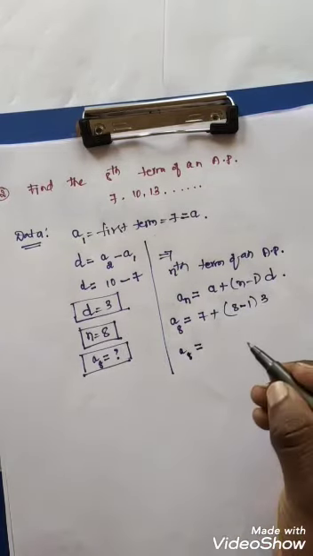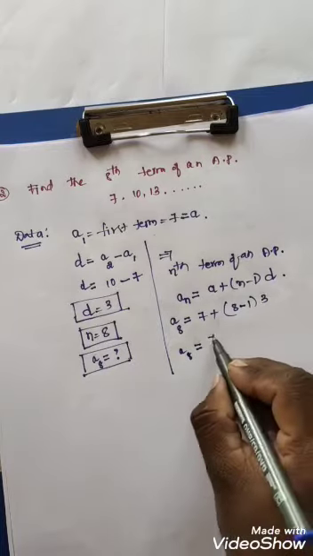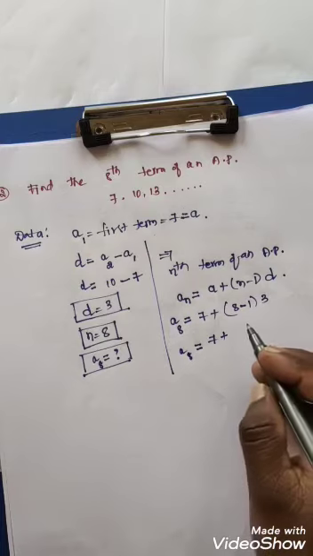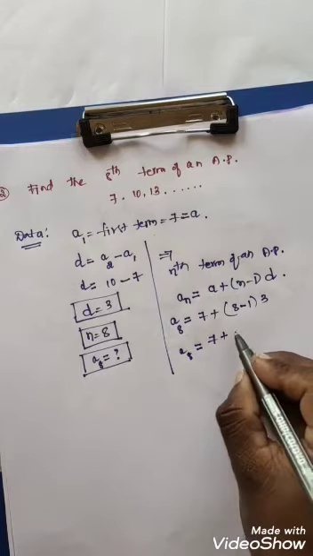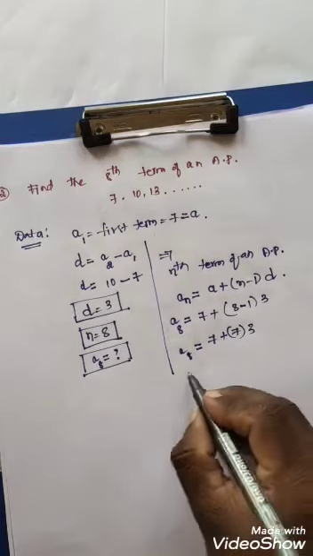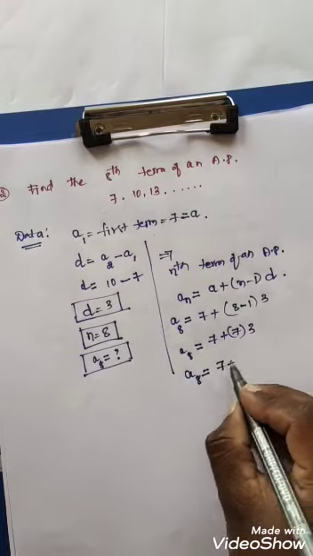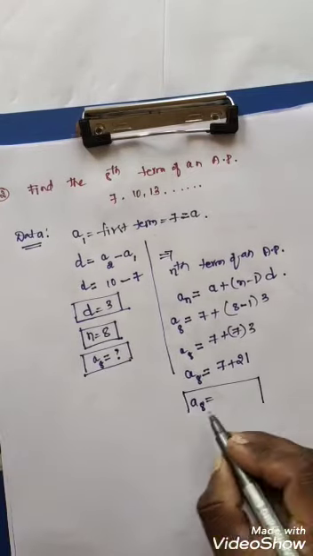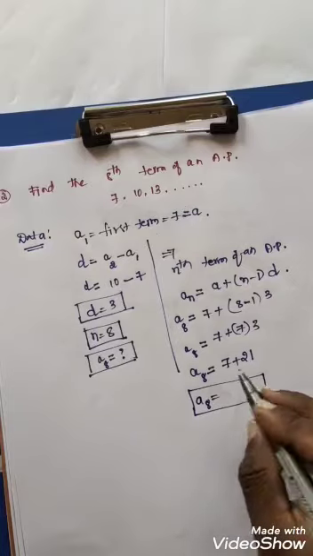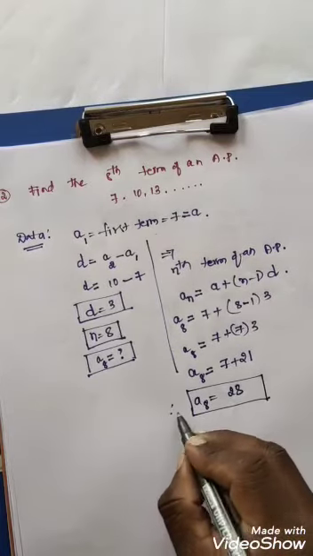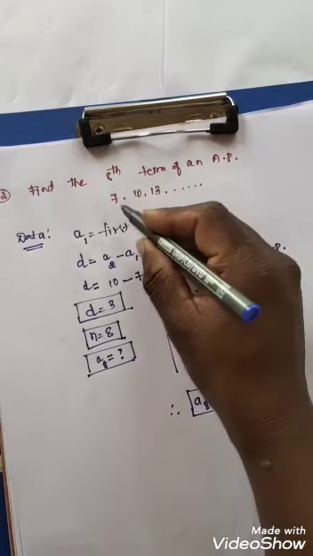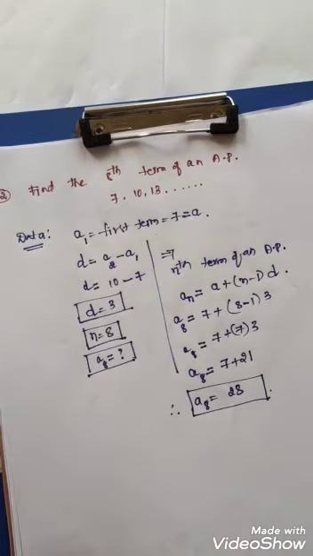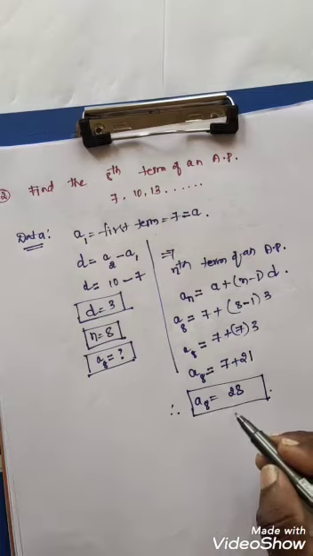Okay, therefore the 8th term, we can take 7 as same, then we can subtract 1 from 8, we get 7 into 3. So 7 plus 7 times 3 is 21. Therefore the 8th term, we can add these two, we get 21 plus 7, 28. Therefore the 8th term of the arithmetic progression 7, 10, 13 is A8 equals 28. Is it clear to all children?